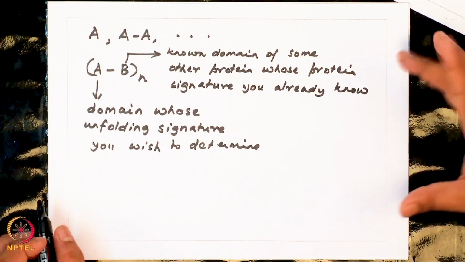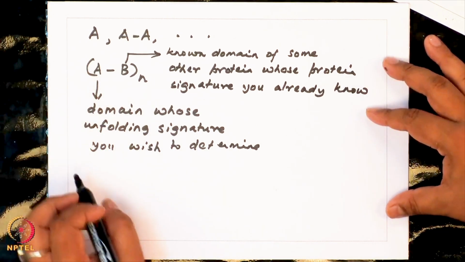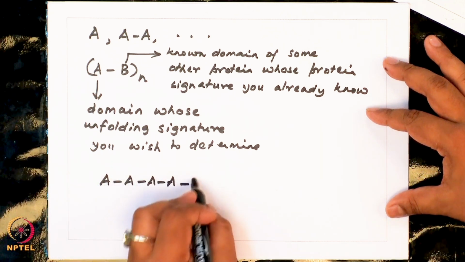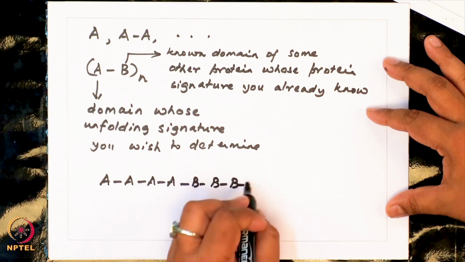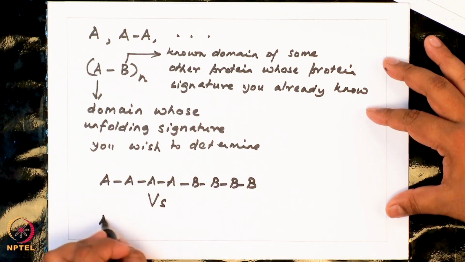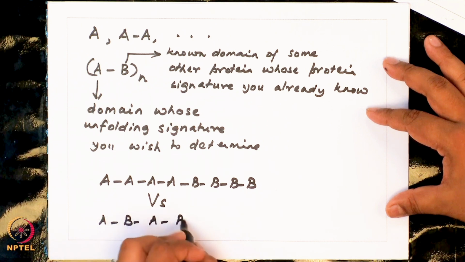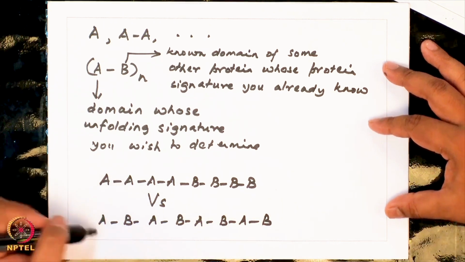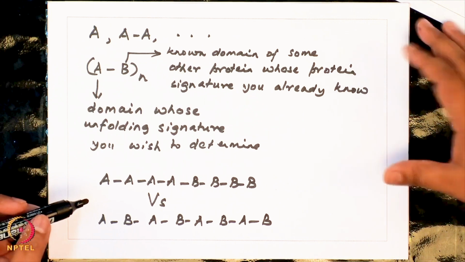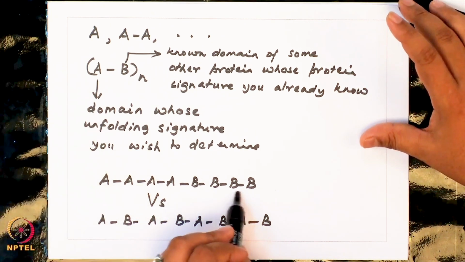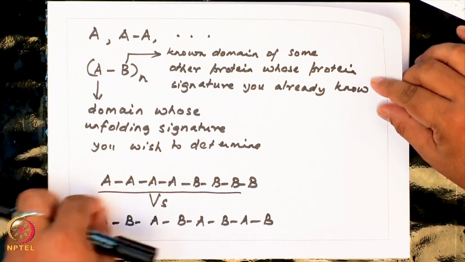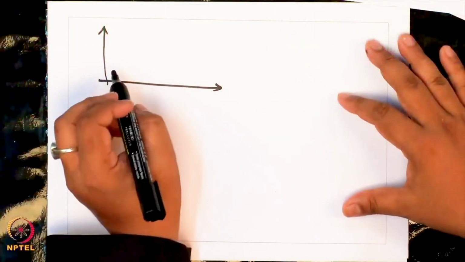What we wish to know is, when you design or engineer your protein, should you have a protein construct which has this structure versus this one? Between these two protein constructs, which one would you prefer? Let us assume you have chosen this particular construct, which is A repeated 4 times followed by B repeated 4 times.